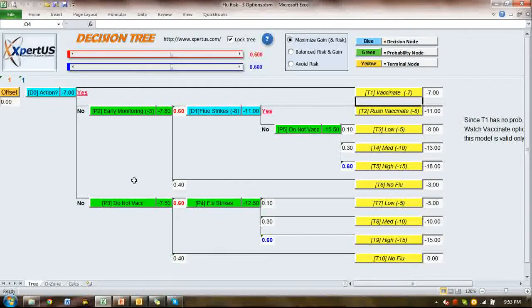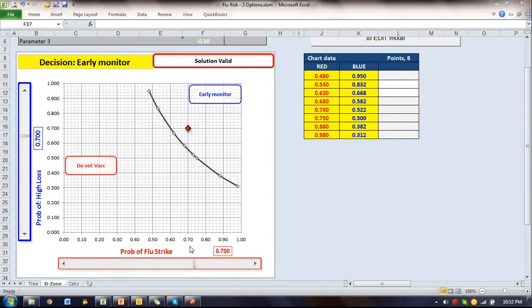Here we have the Excel model, and I have shown here the 3 options: vaccinate, early monitor, and do not vaccinate. Here's the case where the flu strikes. Let's look at the D zone. Here is the D zone map.